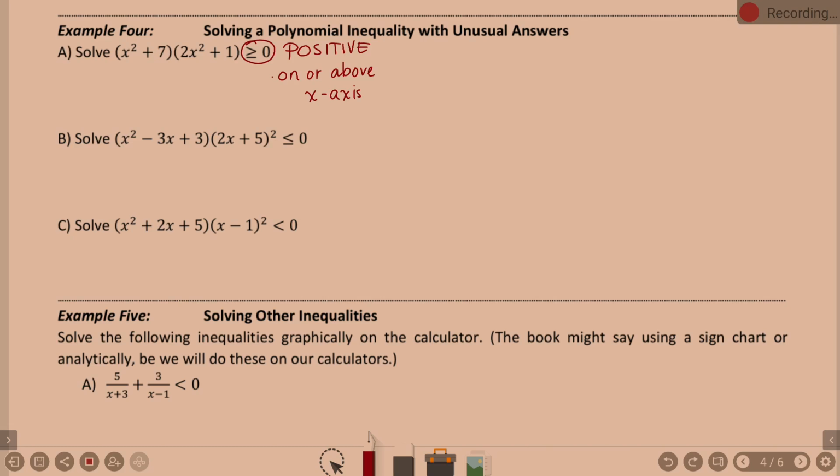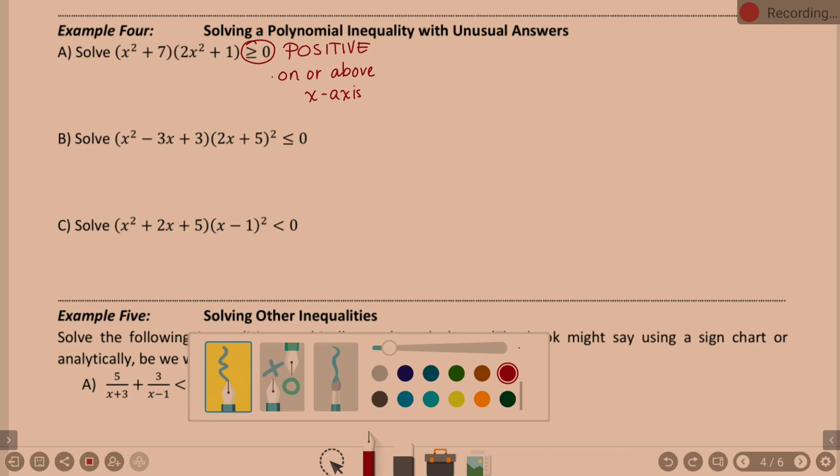Well, what did you get? Did you get what looks like the bottom of a curve or a parabola way up high? Does this ever go below the x-axis? No, it does not. It never goes below the x-axis, so this graph is always positive. Since the graph is always positive, negative infinity and positive infinity.